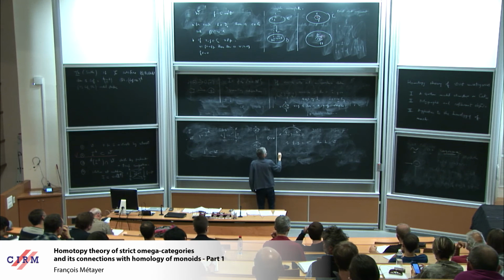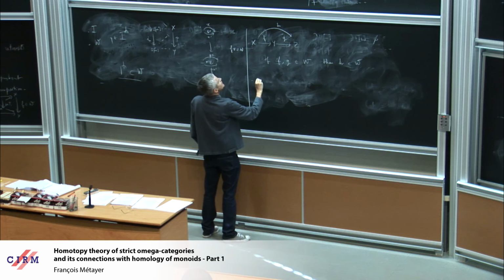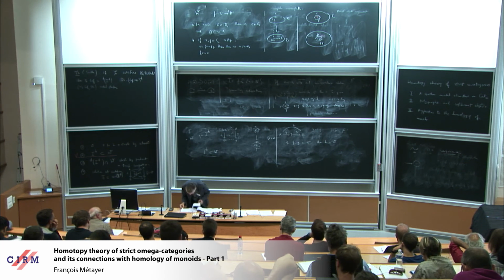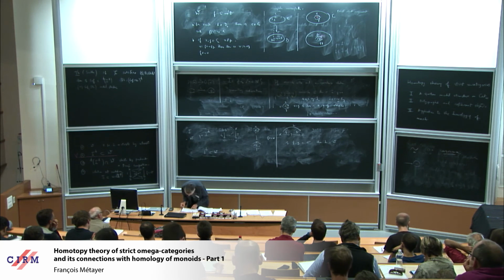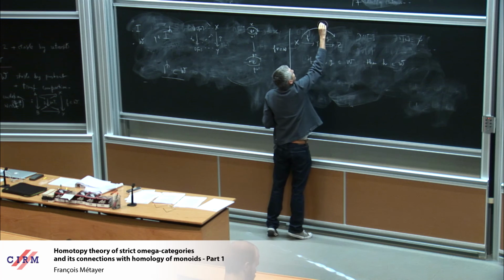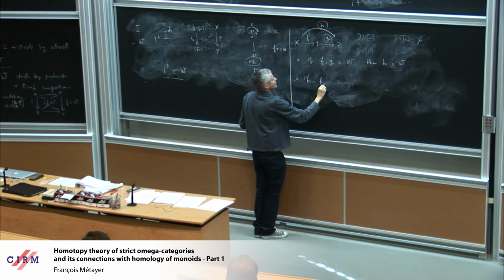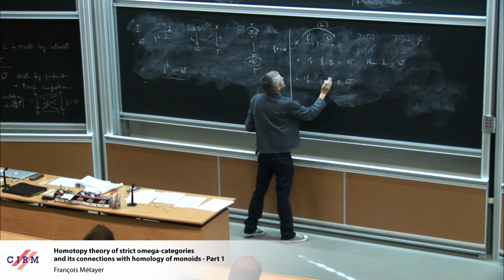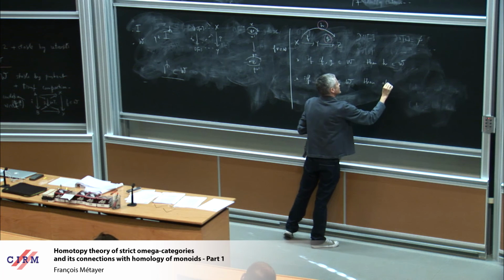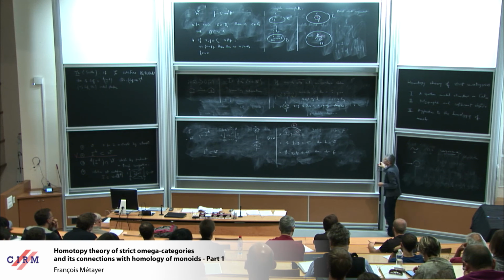Okay, second case. You suppose now that H and G are in W. If G, H are in W, then so is F. So this is not really difficult either. I'm going to show it.